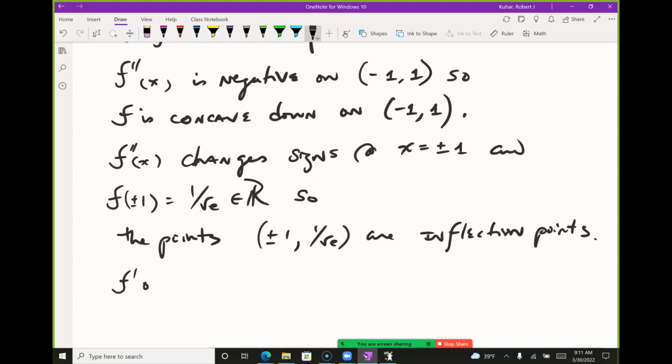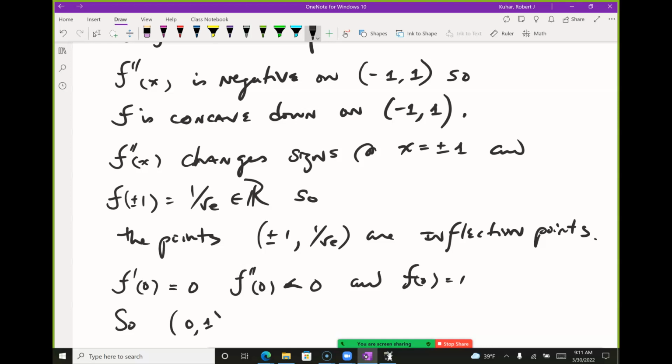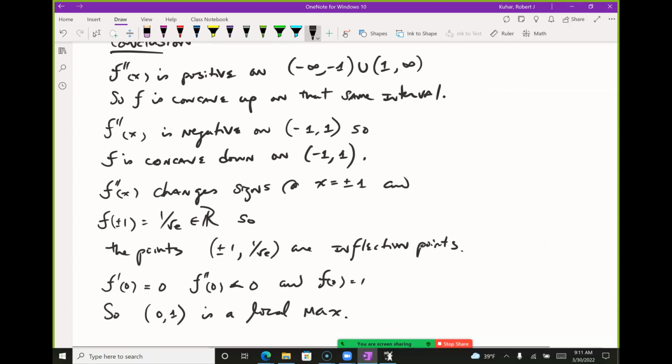F prime of 0 is 0. F double prime of 0 is negative. And f of 0 is 1. So 0 comma 1 is a local max. I need the first derivative critical value, second derivative to be negative, and the point to exist, and then I know I have a local max. Done. Ugh, yuck.